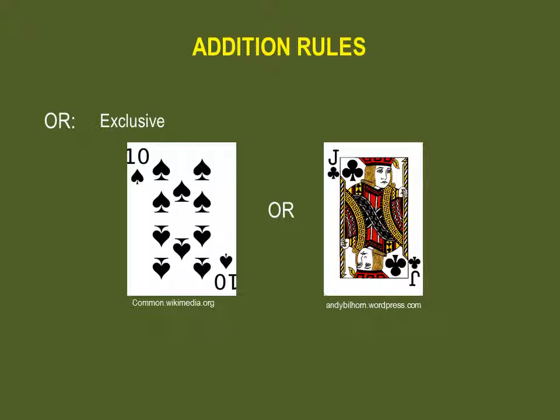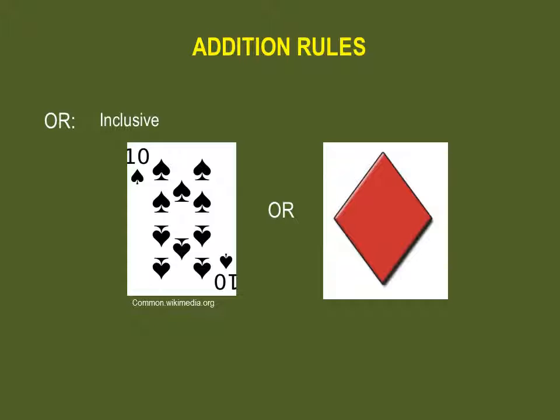If I ask you to find the probability of picking a 10 or a jack, there is no possibility at all that the card that you will pick is at the same time a 10 or a jack. So, since they cannot occur exactly at the same time, this is a mutually exclusive event.